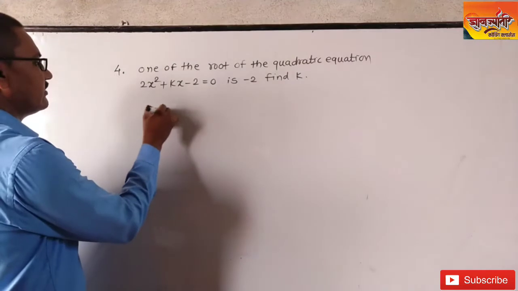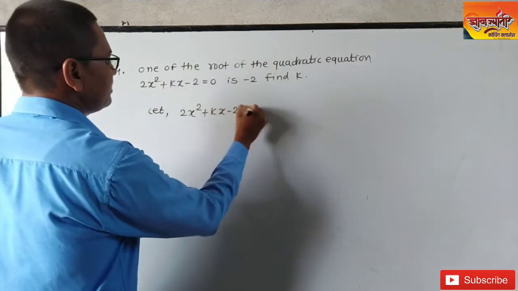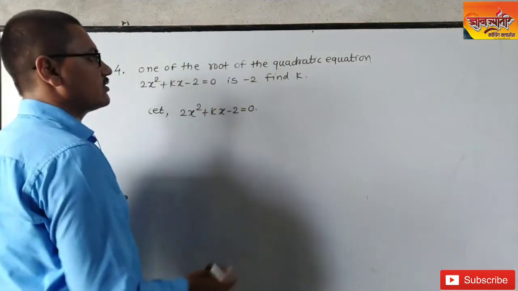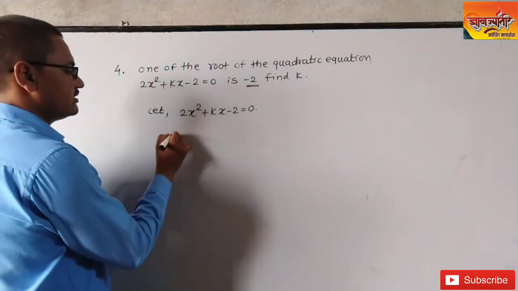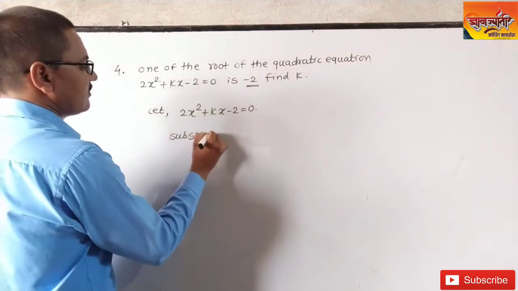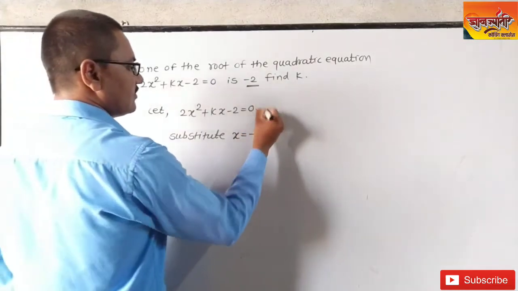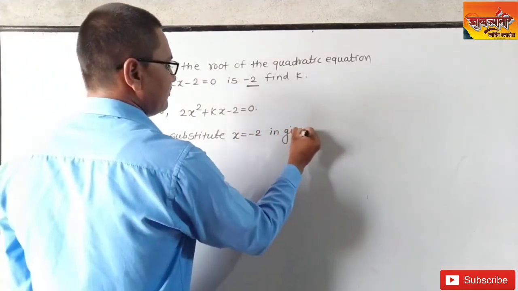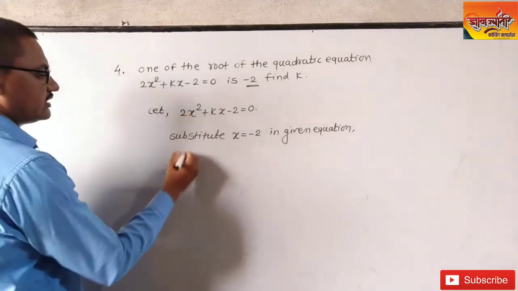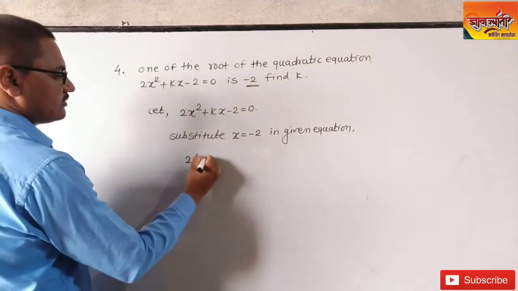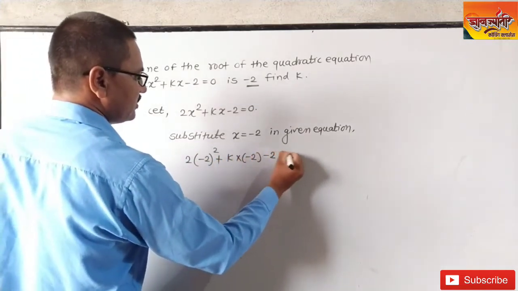Then how to solve the equation. Let us consider the equation 2x square plus kx minus 2 is equal to 0. If one of the roots of the quadratic equation is minus 2, it means we substitute the value of the x variable in the equation. Substitute x is equal to minus 2 in the given equation and we get 2 into bracket minus 2 square plus k multiplied by minus 2 is equal to 0.